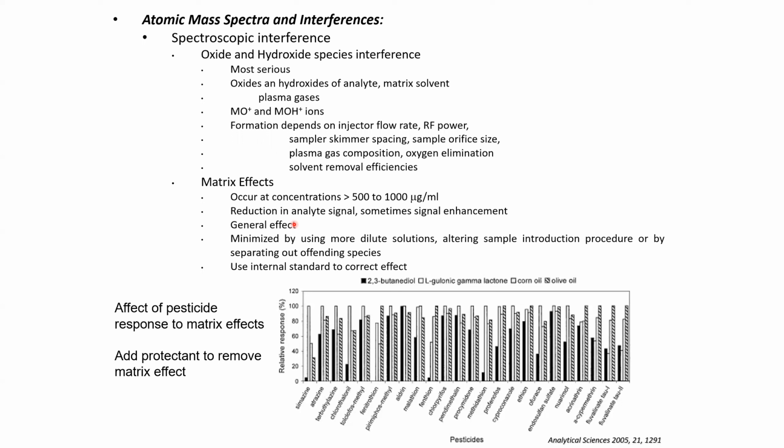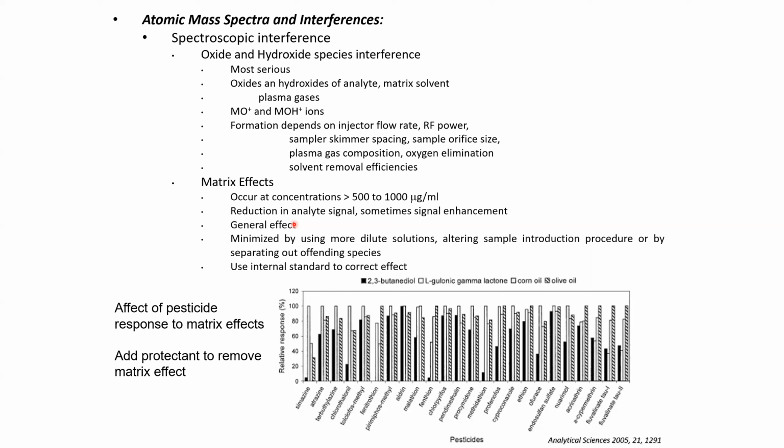Spectroscopic interference, so we also have oxide and hydroxide species. This is the most serious. Oxides and hydroxides of the analyte or the matrix solvent can form. We have MO+ and MOH+ ions. And so the formation depends on the injector flow rate, the radio frequency power, the sampler skimmer spacing, the sample orifice size, plasma gas composition, oxygen elimination, and solvent removal efficiencies. So there's quite a few causes to this.